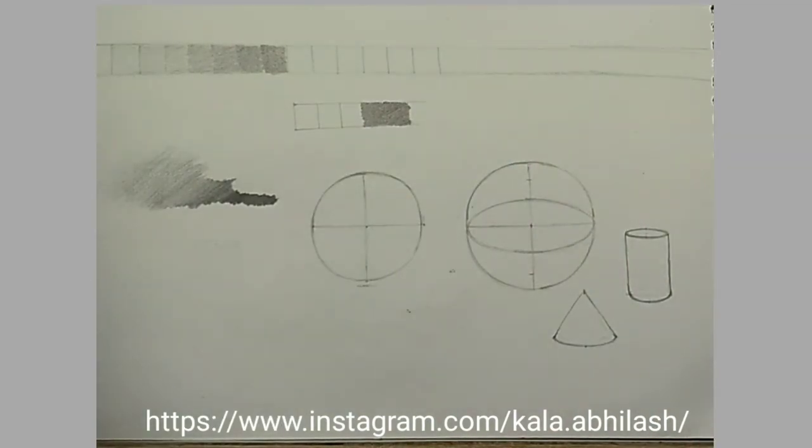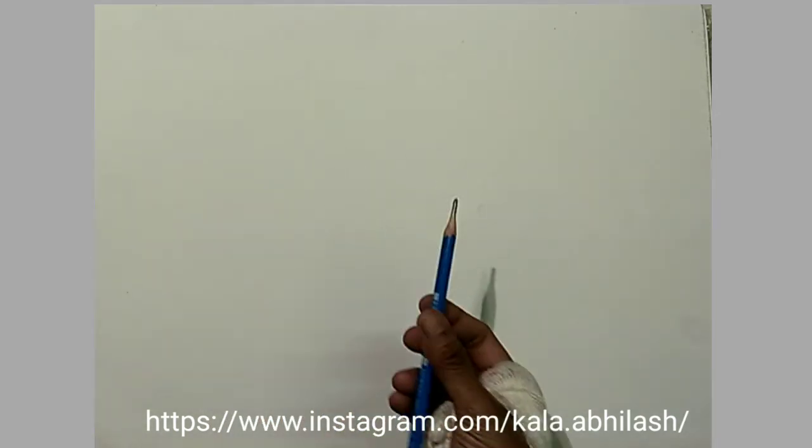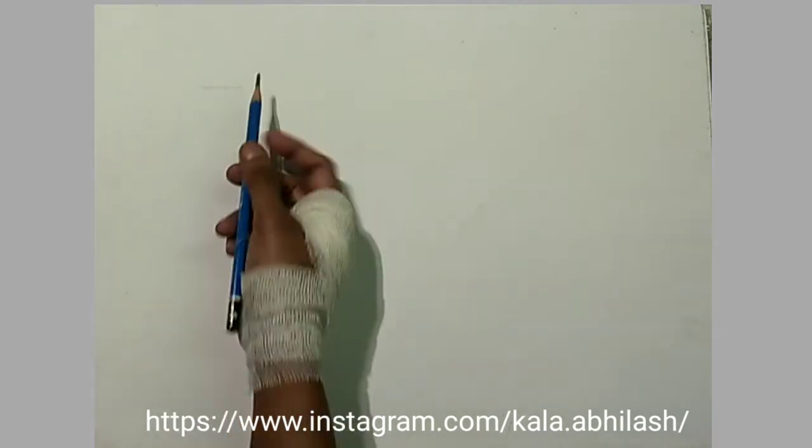Okay, so let's do some still lifes using the shapes. Let's say you want to draw a pot. So for the top of the pot, the mouth of the pot, I'm drawing a sphere.